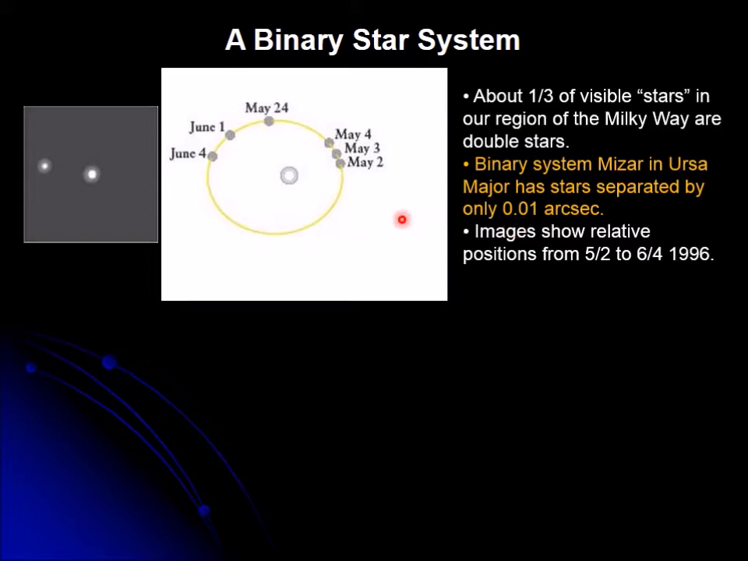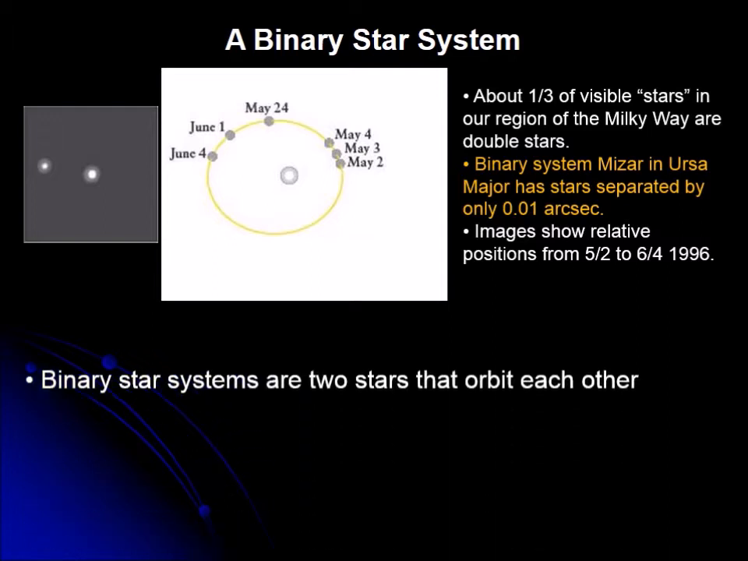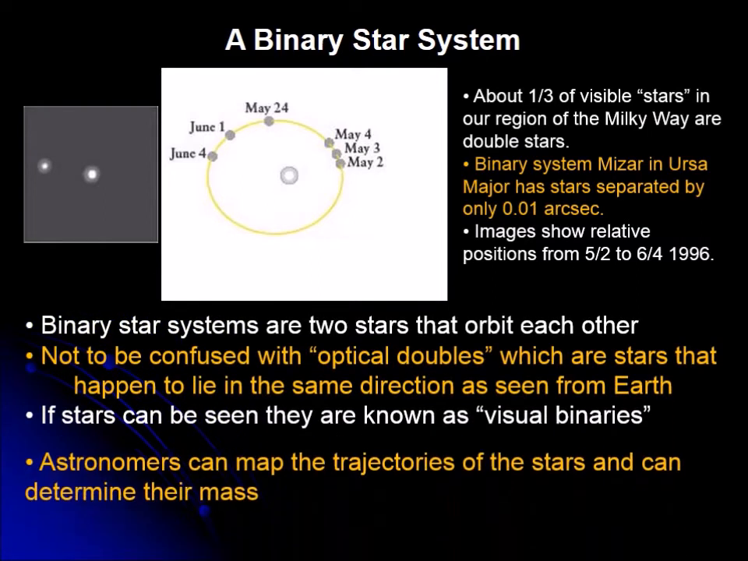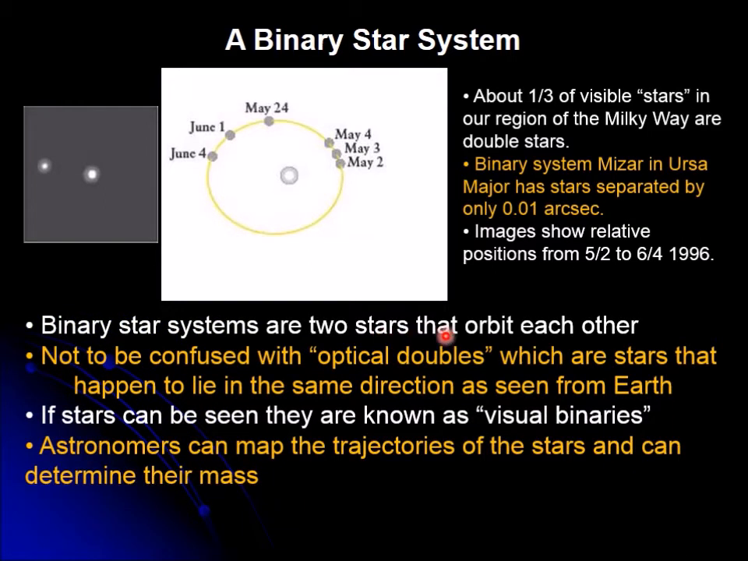Luckily, there are a large number of binary systems. About 1/3 of the stars that we can get to see in the Milky Way are double stars. Binary systems are two stars that are bound to each other. They are orbiting one another.